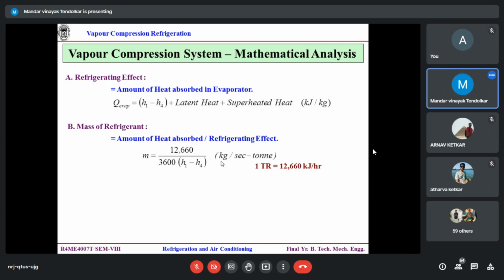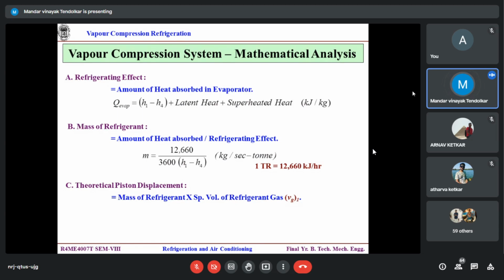Now I will just summarize this mathematical analysis. What is refrigeration effect? H1 minus H4. It may include the latent part and the superheated part, whatever it is. Correct? Then the mass of the refrigerant, how will you calculate it? So now we know about 1 ton. What is 1 ton? 12,660 kilojoule per hour, correct? And this is your specific enthalpy difference, so that is kilojoule per kg. So you can substitute in this formula. This is the total 1 ton refrigeration effect.